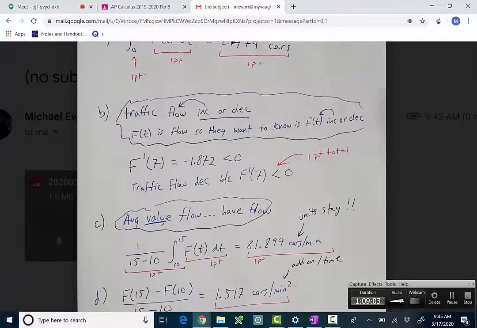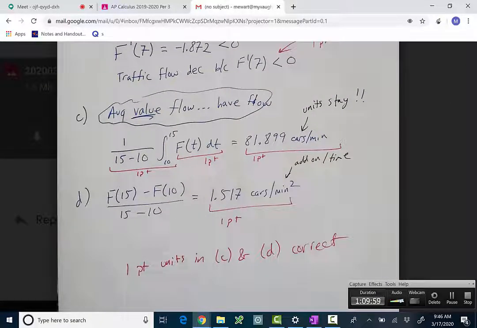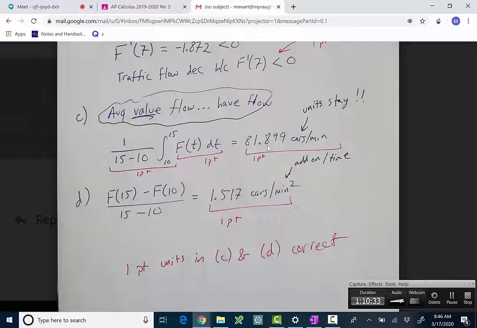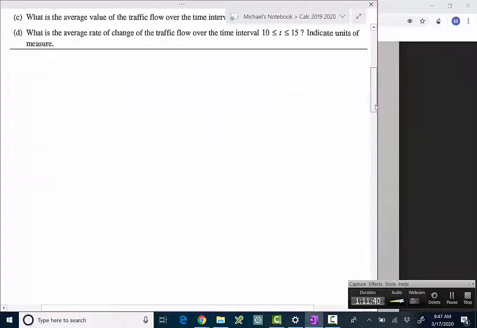They want the flow increasing or decreasing, right? So flow is already the rate. They want us to take the derivative of that because we see that word increasing, decreasing. Then C and D are average value, right? They gave us average value, so it's kind of obvious. Now with those units, when we do average value, the units stay the same. And on D, when we do average rate of change, we need to add on a unit.